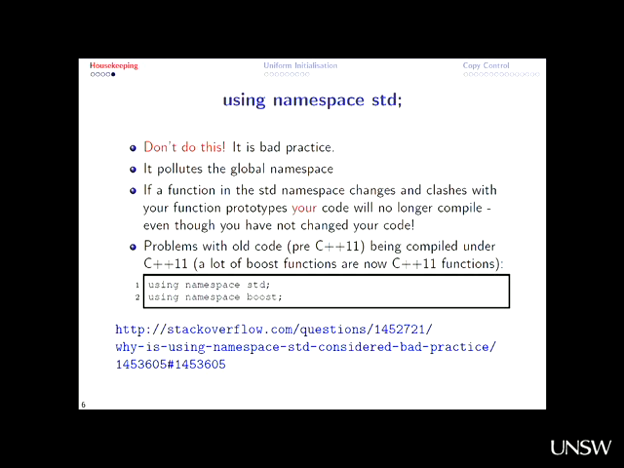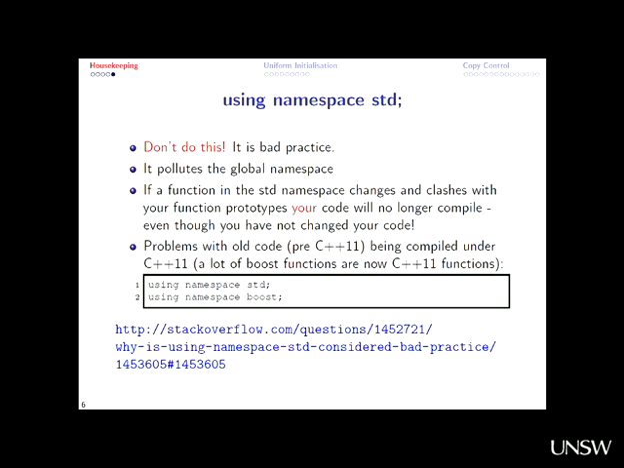What this means is that if you have a function in the standard namespace that you're using, and that function changes and then clashes with a function prototype in your code, your code will no longer compile, even though you haven't changed it, because the standard namespace has changed. So using namespace std opens you up to problems that might cause your code not to compile, even though you haven't changed your own code.